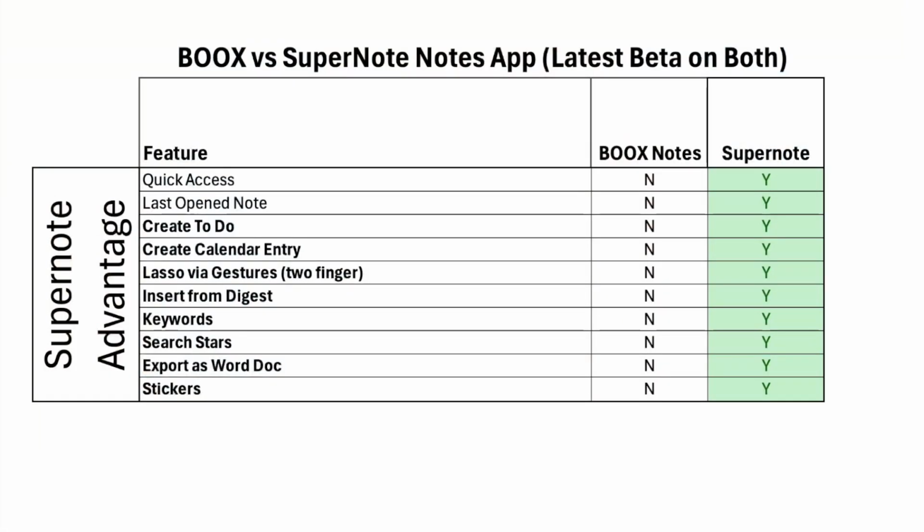So those are two very powerful features that are exclusive to the Supernote at this point in time. The other thing has to do with lassoing and erasing via two-finger gestures. I want to show you that.